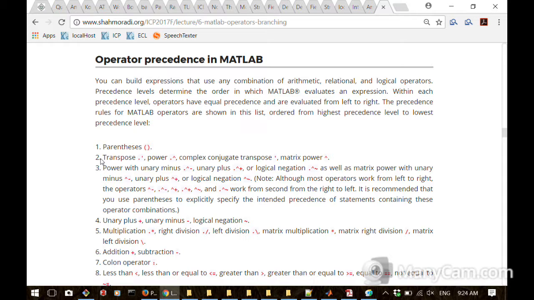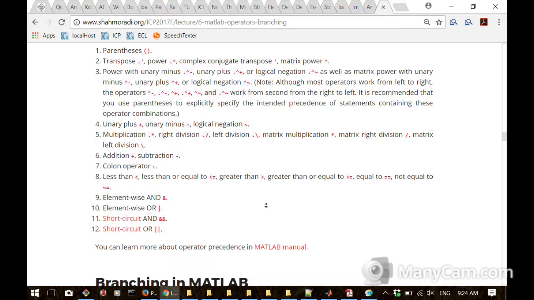Now you know operator precedence, all the rules in MATLAB, and you're the programming guru now.